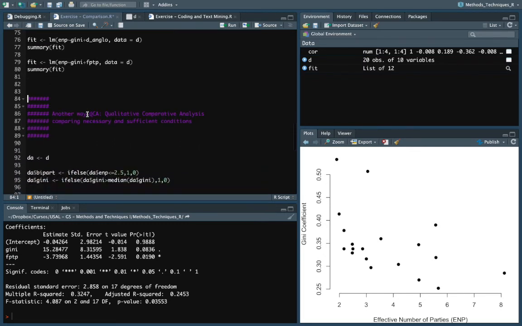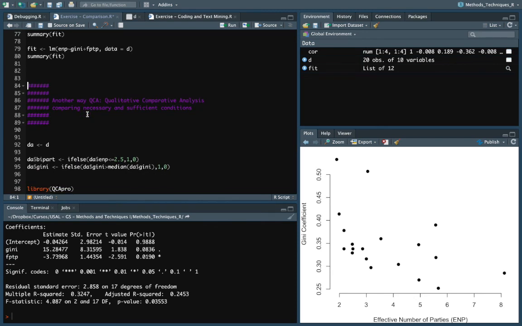There is another way of doing this. This was the statistical way of being sure that this was the cause. But there is another way, which is using a more qualitative comparative analysis. It's a method called QCA. QCA uses binary and fuzzy logic to compare cases and to understand what are the necessary and sufficient conditions for the production of a given event or effect.